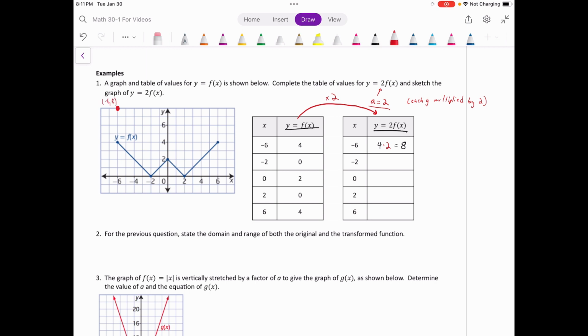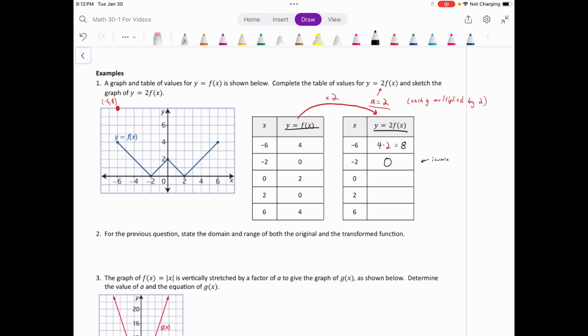Okay, and we could just keep continuing on like that. 0 times 2 is still going to be 0. Hey, do you have any idea what we might call a point like that didn't change? We did a transformation and its location didn't change. It was at negative 2, 0. It's still at negative 2, 0. That's right. We could call this an invariant point. We'll talk about those a little bit as we go.